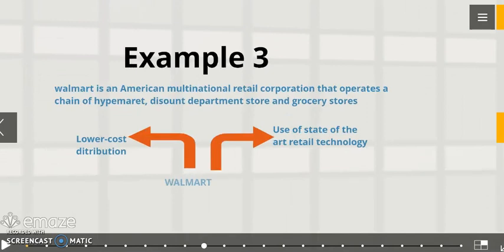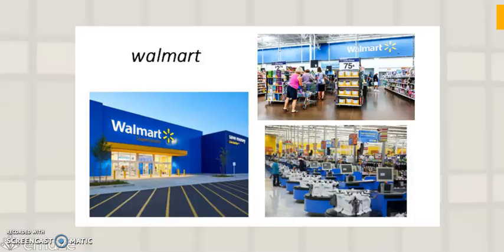For the last but not least, the last example for the analysis of product and technology is Walmart. Did you know what Walmart is? Walmart is an American multinational retail corporation that operates a chain of hypermarkets, discount department stores, and grocery stores. Walmart has low-cost distribution and makes use of state-of-the-art retail technology. This is a Walmart store.